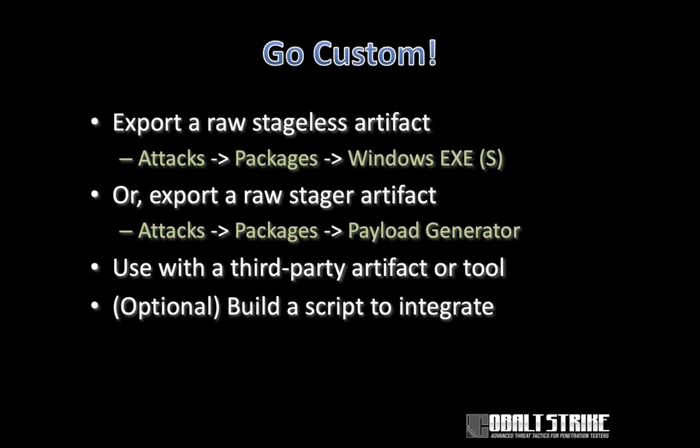The final weaponization option I want to touch on is your option to go custom. You can export a ready-to-run position-independent blob with a beacon payload. Go to Attacks, Packages, Windows EXE (S). Or, if you want a stager, go to Attacks, Packages, Payload Generator. Both of these have the option to export a raw artifact. Use that with a third-party artifact or tool. And if you have your own clever idea, consider building a script to integrate it into Cobalt Strike.